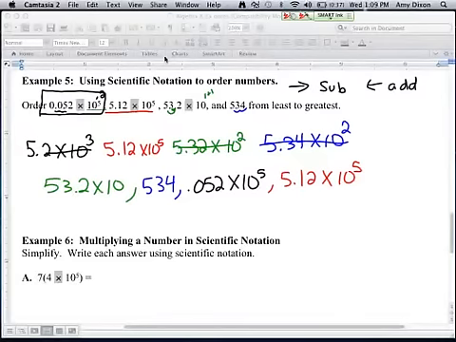You got to compare the exponents first, and then if you've got tied exponents, then you look to the leading number. Are there any questions on how to order these numbers? Okay, let's look at example 6.